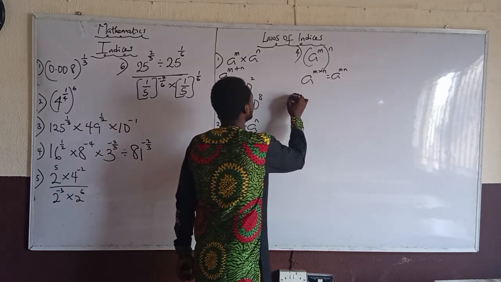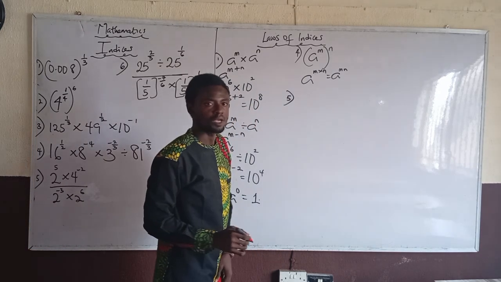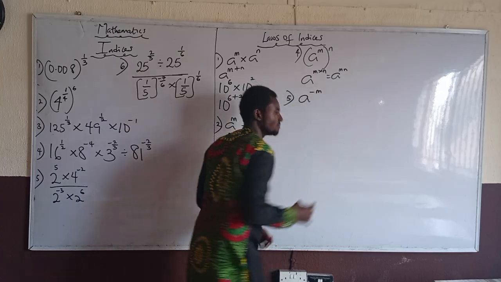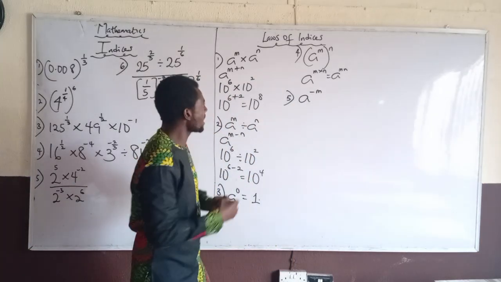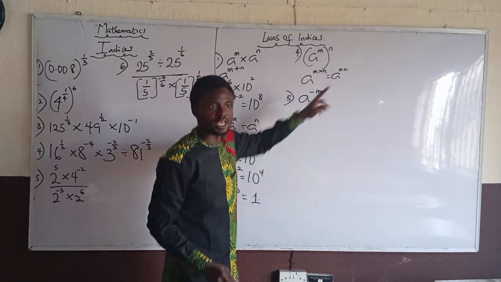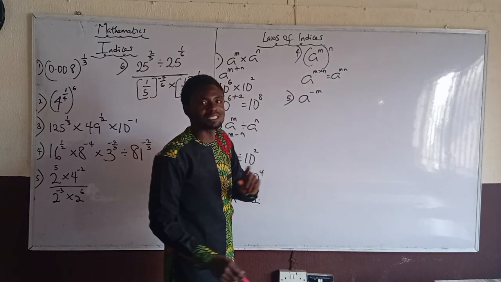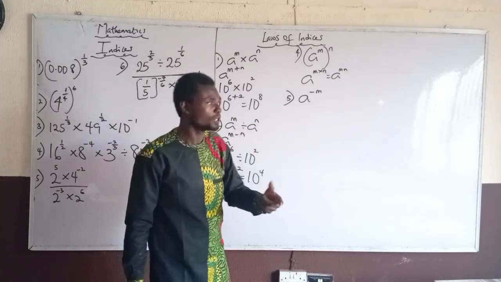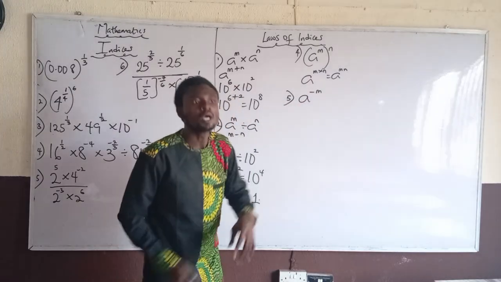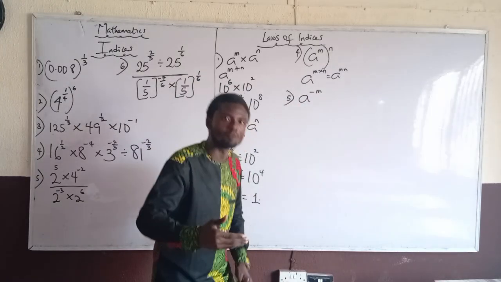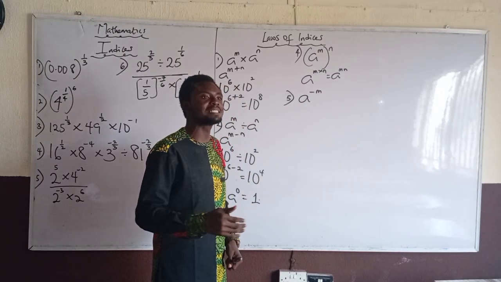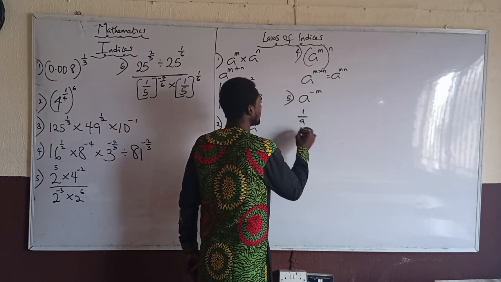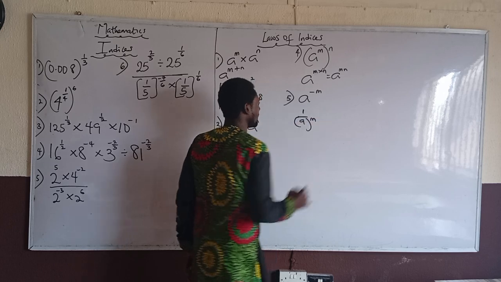The fifth rule of indices: I have A raised to power minus n. Anytime your power has a negative, you remove the negative by looking for the reciprocal of your base. What is the reciprocal of A here? It becomes 1 over A raised to power n.